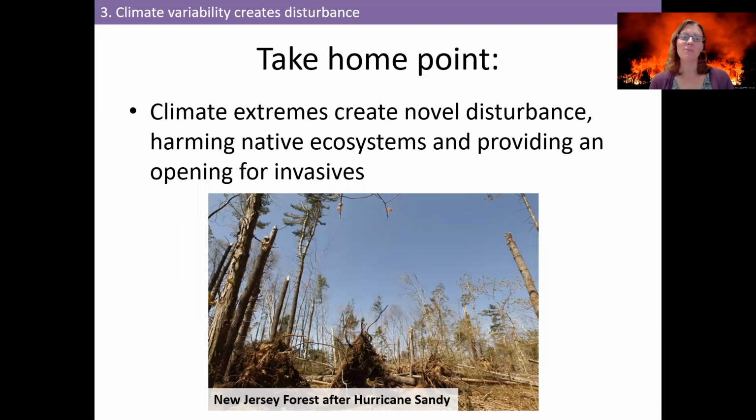So the take home point on this one is that climate extremes, so these major disturbance events, extreme heat, extreme drought, hurricanes, what have you, are creating a novel disturbance that harms native ecosystems. And by harming native plant species especially, you're creating an opening for invasive species because nobody's competing with them and they can have that priority effect. They can be the first out of the gate to use up all those light resources, water resources, soil resources that aren't being used anymore by the natives.